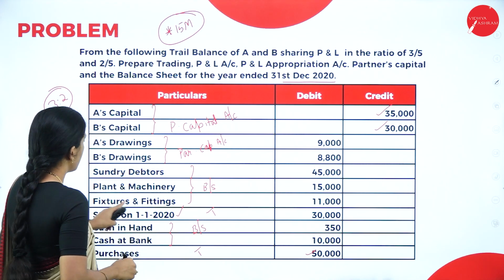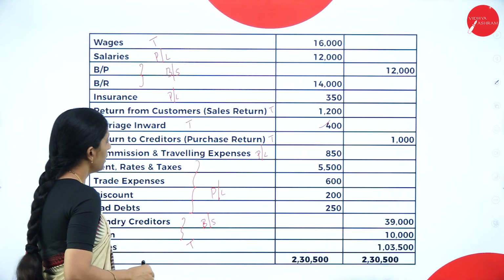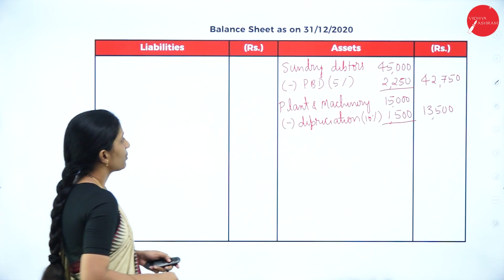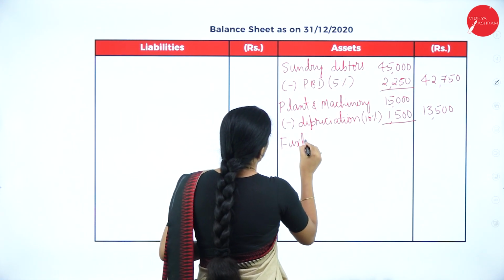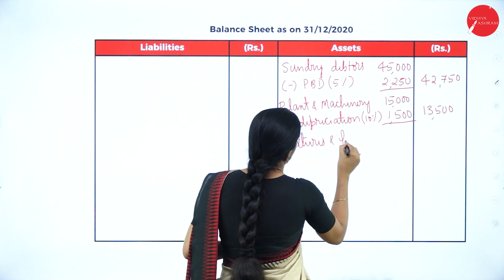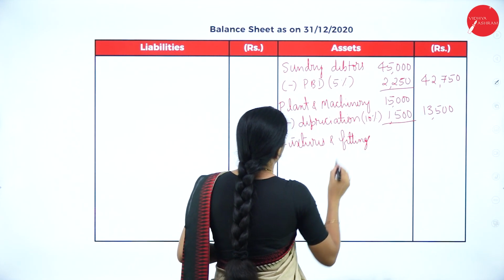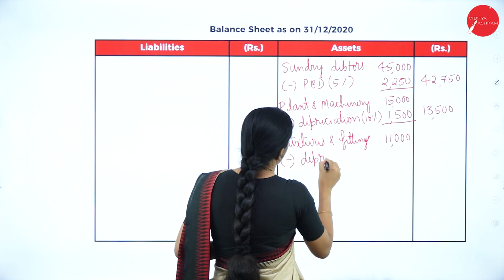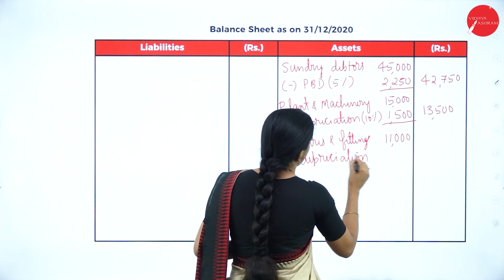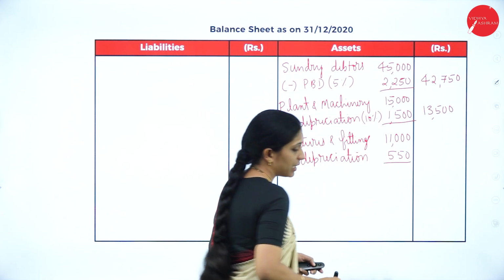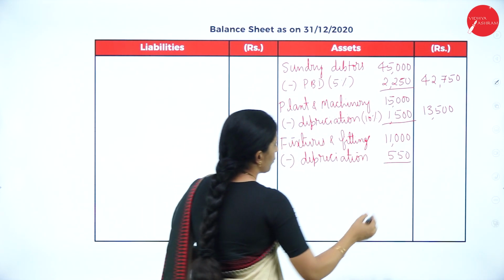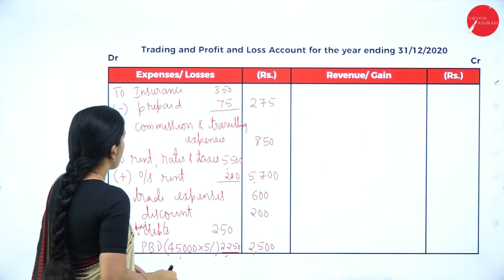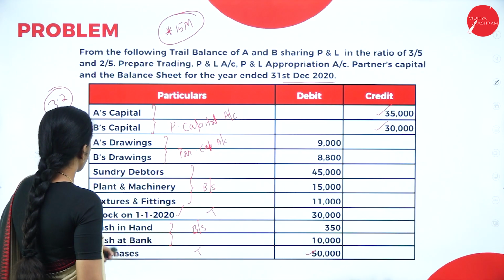Next is fixtures and fittings 11,000, but we had depreciation also. Fixtures and fittings depreciation was 550. So fixtures and fittings 11,000 minus depreciation 550. So this will be 10,450.